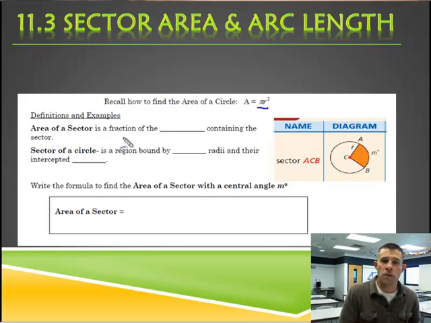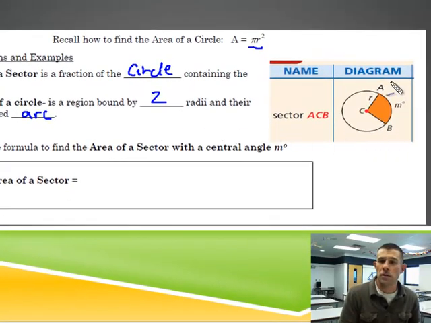The area of a sector is simply a fraction of the circle that contains the sector. Simply put, a sector of a circle is a region bound by two radii and their intercepted arc. Now, if we take a look over here at our picture, this is what a sector looks like. It's essentially like a slice of pizza. Here are our two radii, CA and CB, and the intercepted arc is AB.